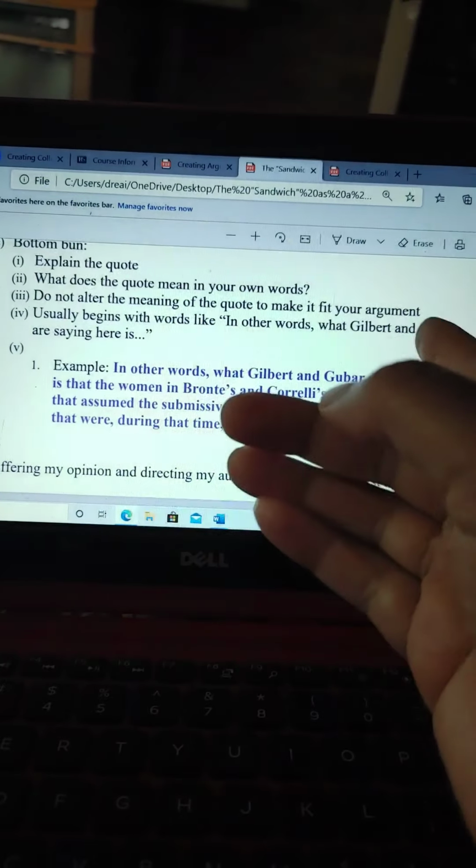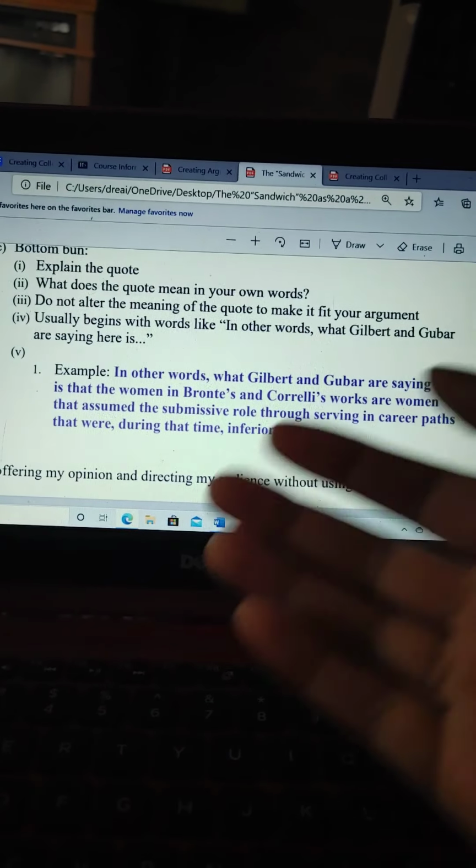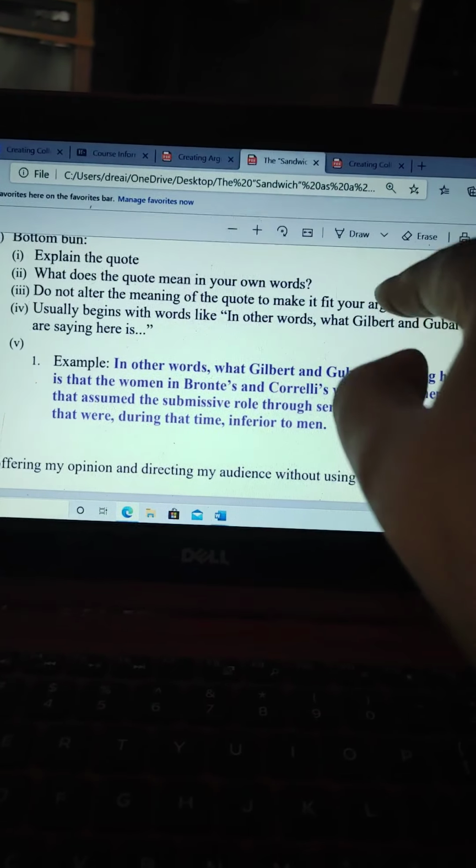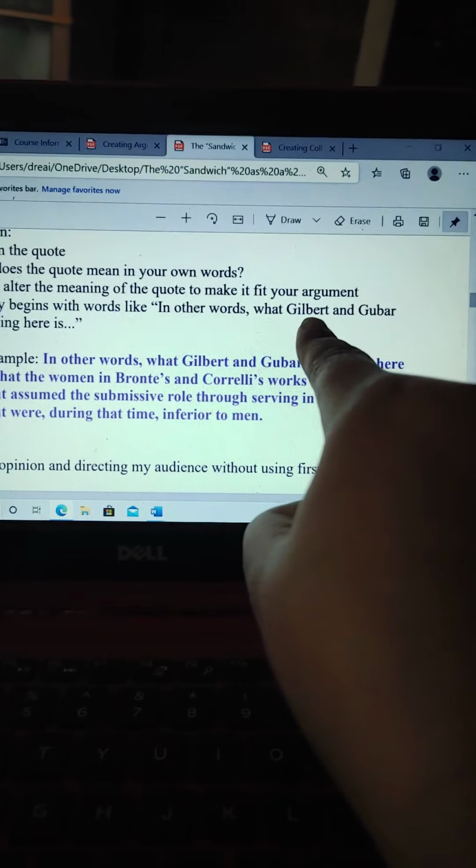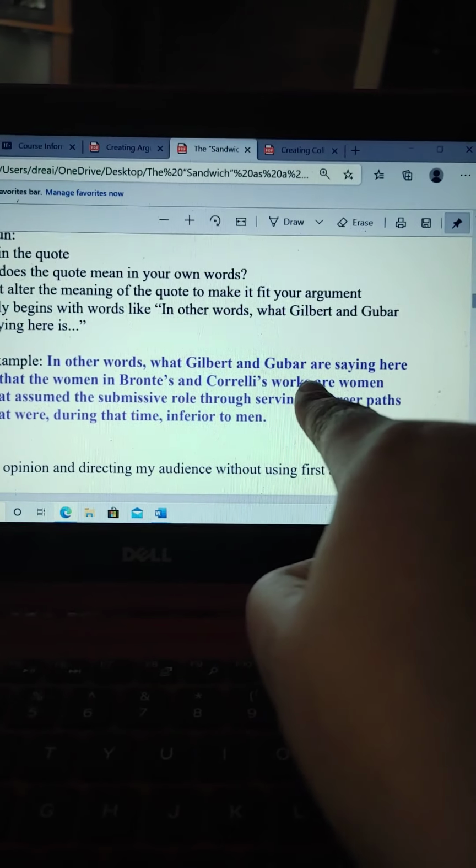If you just say, basically, it means this, what do you mean it means this? Connect it back to your author by putting their name there. So, I know exactly who you're talking about, okay?